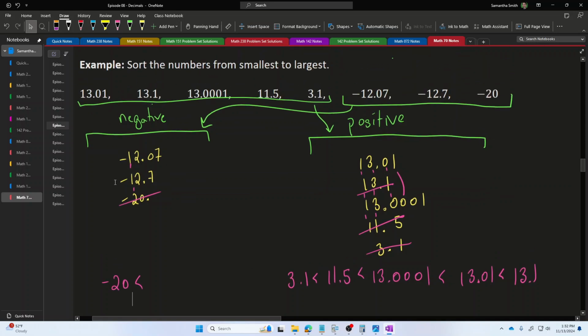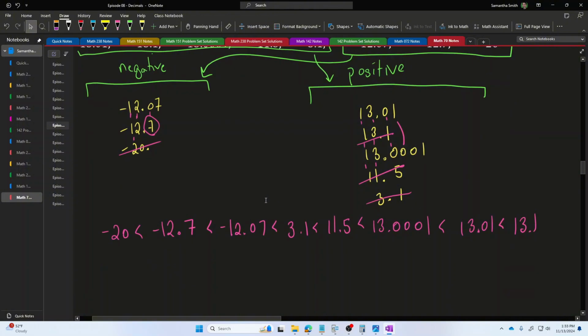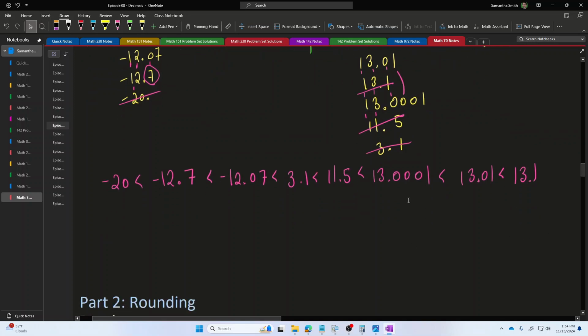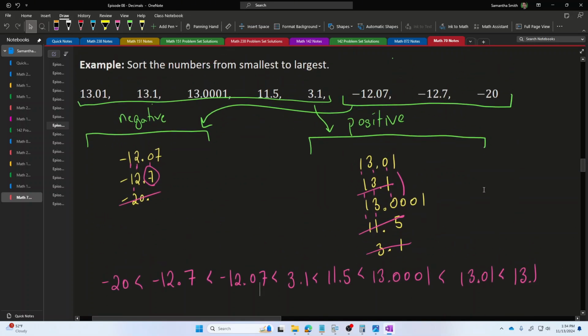After that, the next worst number, if I compare the ones and then compare the tenths, I have a 7 in this tenths position, and so this would be the higher of the two digits, and so this number is more negative than 12.07 is. And so being more negative, it will go further to the left when I sort. Finally, I'm left with the value negative 12.07, which is the least negative of all my numbers. And this completes my sorting. This is how we will sort decimal numbers that are both positive and negative.